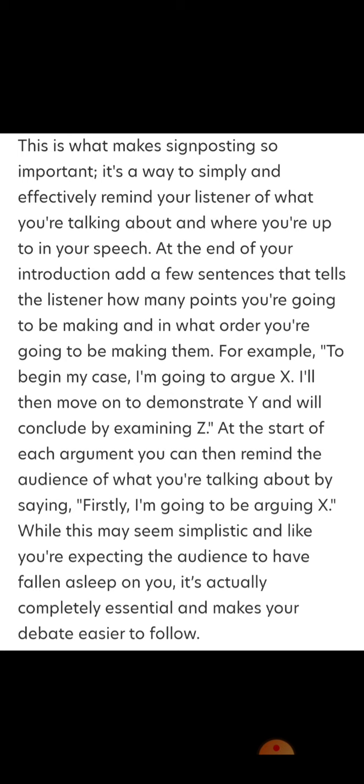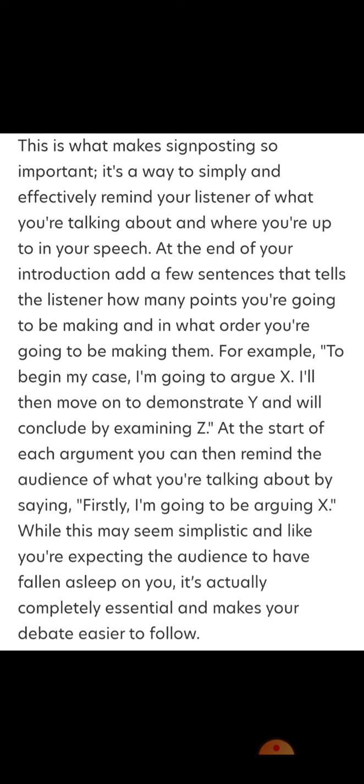Then at the end of your introduction, add a few sentences that tell the listener how many points you are going to be making and in what order you are going to be making them. For example, to begin the case, I am going to argue X, I'll then move on to demonstrate Y, and will conclude by examining Z. See, children, here the speaker has given the entire description about his speech or debate.